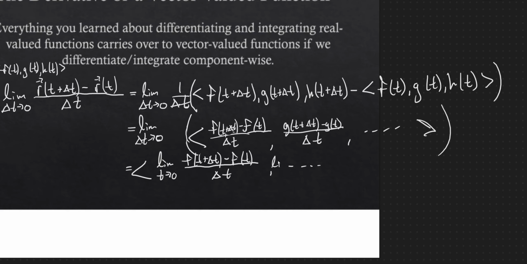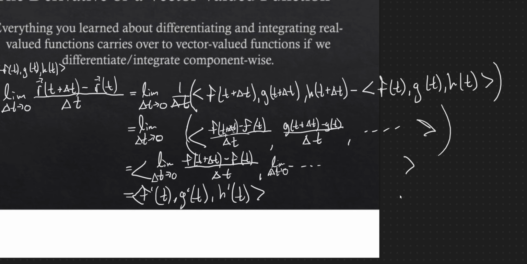We'll have a limit in each one, right? Delta t goes to 0 here, and the limit is delta t goes to 0 in the rest of the vector. And we should be recognizing each one of these components now, right? This is the derivative of f at t. This will be the derivative of g at t, and this will be the derivative of h at t. So I get out f prime of t. This is a vector. g prime of t, h prime of t.